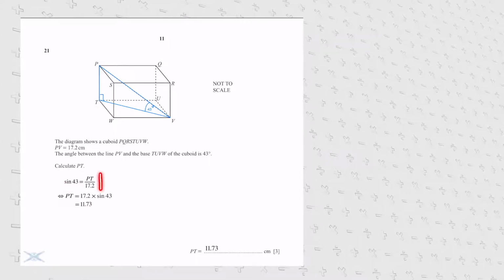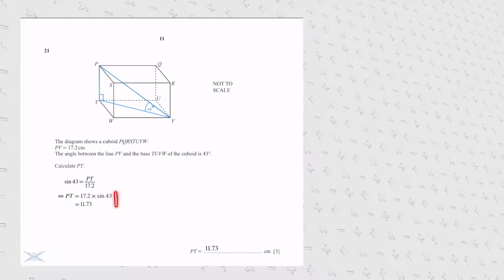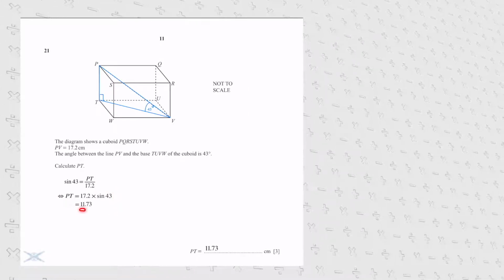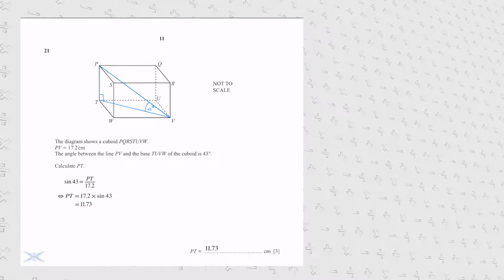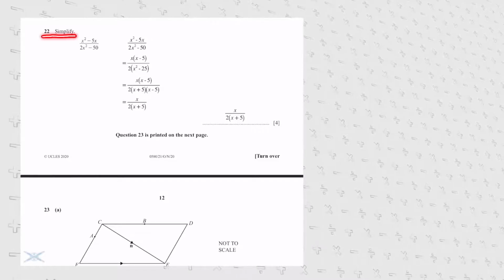We then multiply this equation by 17.2 in order to isolate PT, and after putting all of those numbers into our pocket calculators, we should arrive at the solution that the distance of PT equals 11.73 centimeters. We have now arrived at the penultimate exercise of this exam paper.